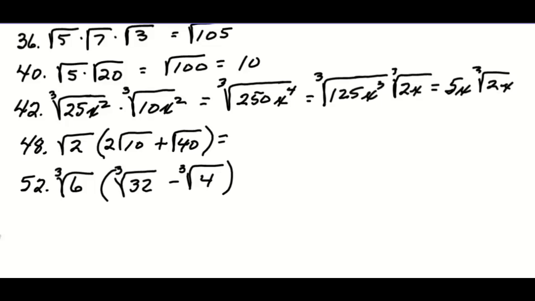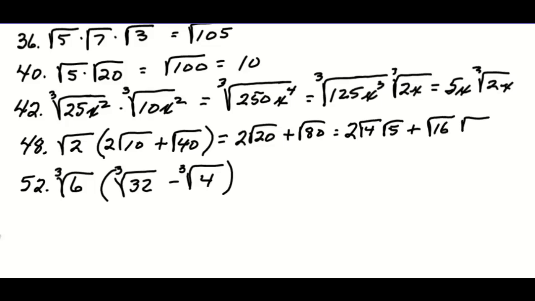In number 48, what we're looking at is that distributive property that we talked about, where we're going to multiply the square root of 2 times each of those expressions inside of the parentheses. When I multiply the square root of 2 times the square root of 10, what I get is the square root of 20. And then when I multiply through the square root of 2 times the square root of 40, I get the square root of 80. This then is equal to the square root of 4 times the square root of 5 plus the square root of 16 times the square root of 5.